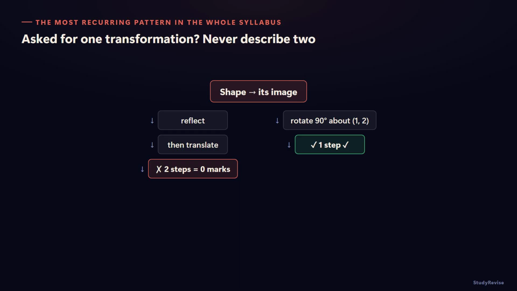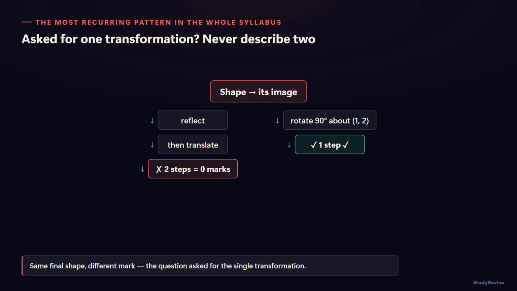It scores 0 for that part, not half credit, even when the 2 transformations described would genuinely produce the exact same final image. The fix is almost always to look again for one transformation that does the whole job at once. Very often, a rotation, when reflection plus translation was the first instinct. Read exactly how many transformations the question is actually asking for before deciding how many to describe.